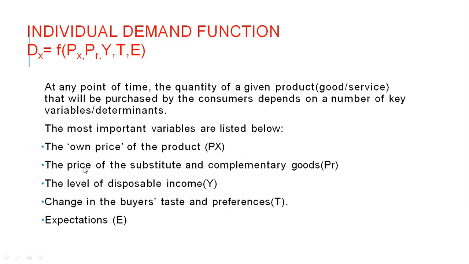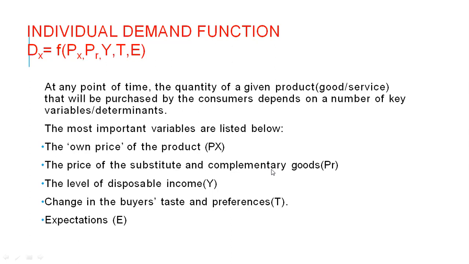The next one talks about the price of the substitute and the complementary goods. Substitute goods are the goods which can be used in place of one another, like tea and coffee. If you want to have tea and there is no tea in the house, then you can also have coffee. Whereas complementary goods are the goods which actually complete each other, like the vehicle and the petrol.